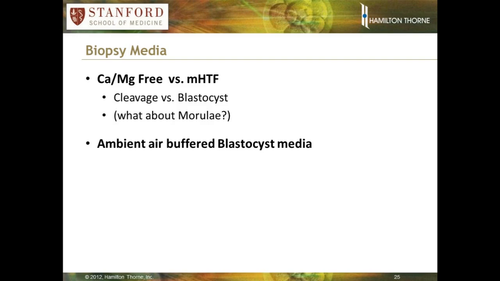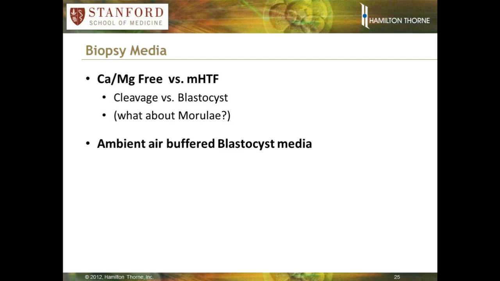I don't believe that calcium-magnesium-free medium actually poses a harm to embryos. I have not seen any data to suggest that. And from my personal experience, when I first moved to trophectoderm biopsy, I was using calcium-magnesium-free medium with excellent results. However, it does not seem to be necessary, and there does not seem to be any advantage, at least from the sort of seat of the pants feel. Therefore, we use modified HTF now, or ambient air buffered medium, to do trophectoderm biopsy.